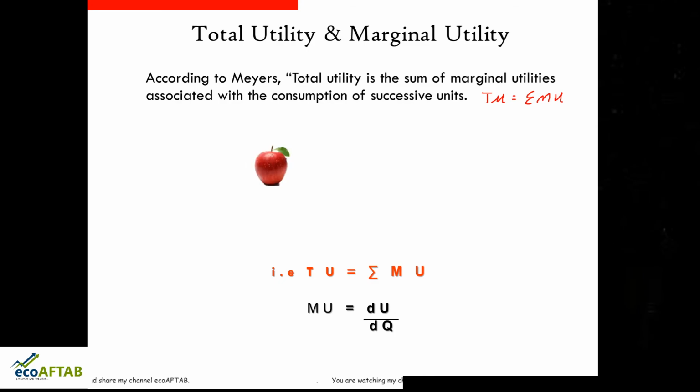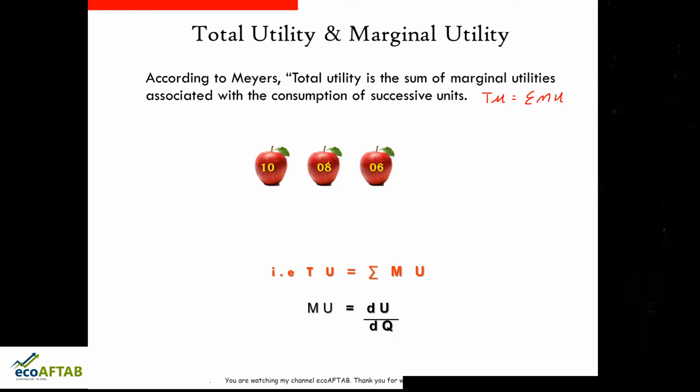Let us say you are consuming one apple, and from the consumption of this first apple you are getting 10 utils of utility. You are very hungry, you are consuming the first apple, and from this first apple you are getting 10 utils of utility. Now when you consume the second apple, let us assume that you are getting 8 utils of utility. If you are consuming the third apple, from the consumption of the third apple you are getting 6 utils of utility.